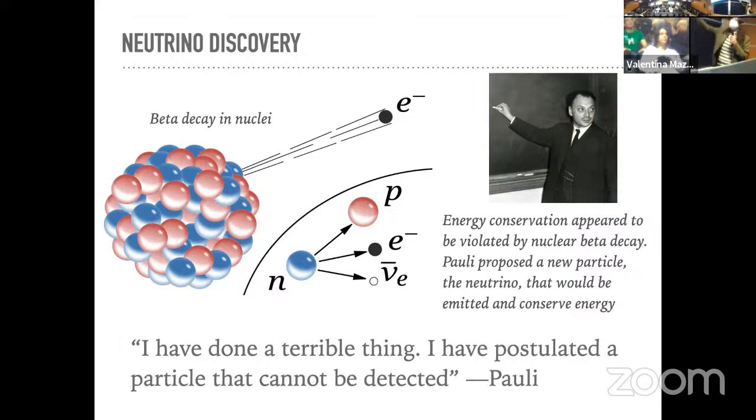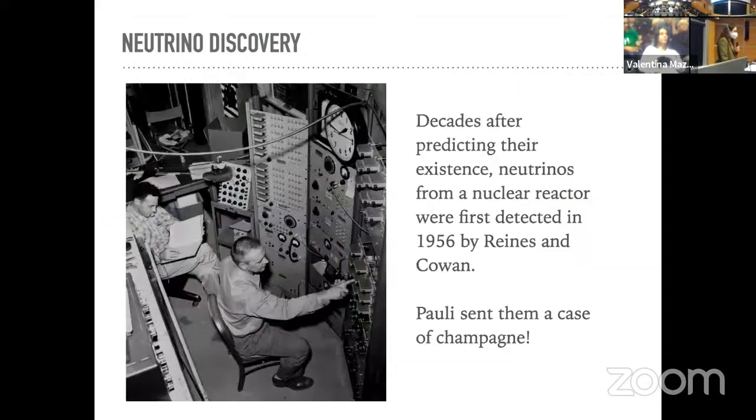And Enrico Fermi is the one who said, well, maybe there's another particle there that allows you to conserve energy and momentum in these interactions. And he said, I've done a terrible thing. I have postulated a particle that cannot be detected. And indeed, it was very hard to detect this particle. But several decades after predicting the existence of these particles, again, to be consistent with the physical laws that we know about, we were finally able to detect neutrinos. And so Pauli sent them a case of French champagne.